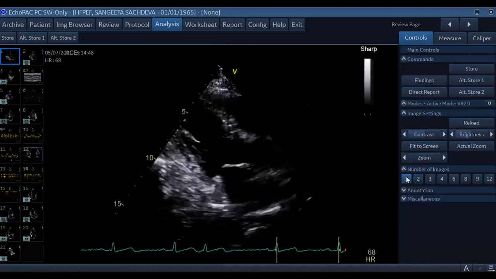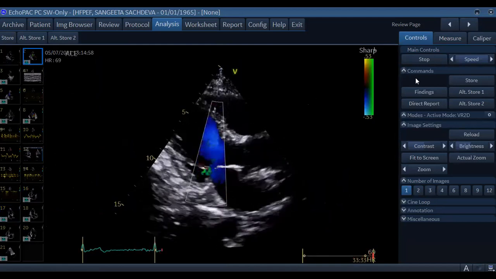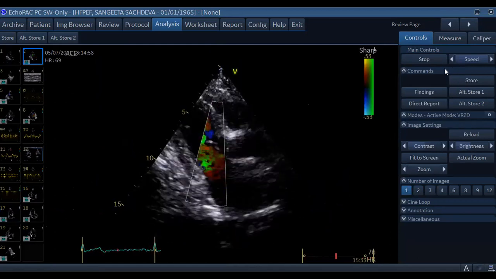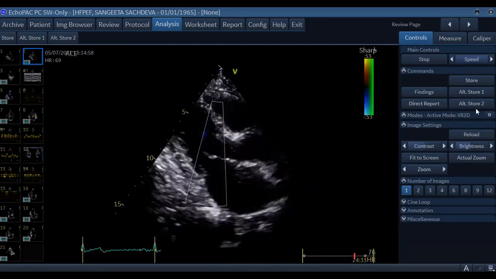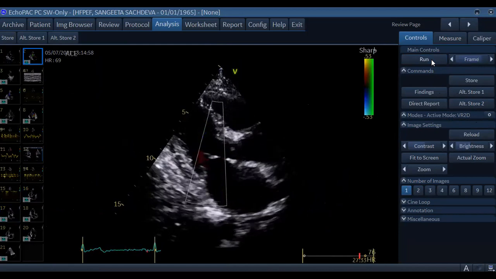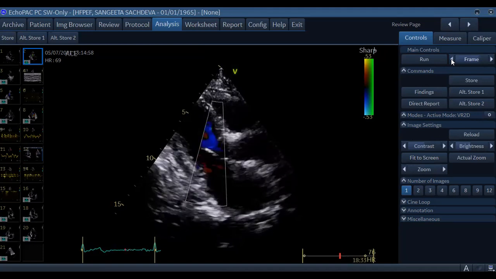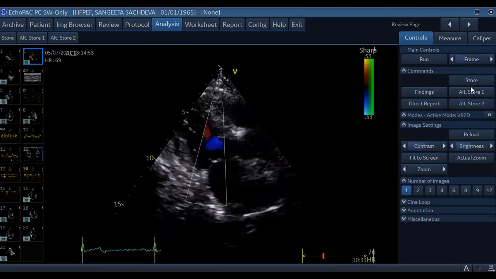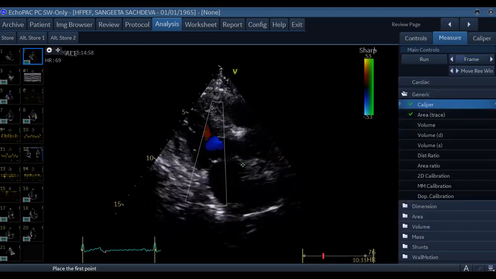So I'll go to one image. Now I'll get rid of my colors. CFM. I'll stop it, and when I have the maximum area, I'll go back to end systole. So I'm moving my cursor according to end systole, and now I can measure my dimensions. Caliper. So I can go from here all the way to here.